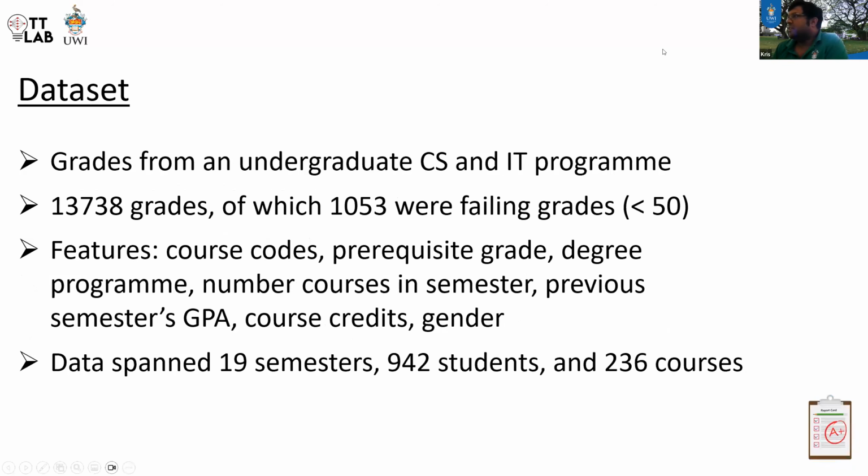In terms of the data sets, we took grades from our undergraduate CS and IT program. We had about 13,000 grades, so it's a bit imbalanced; roughly 1,000 of them were fails. The features we had access to were things like course code, prerequisite grade, degree program, number of courses, etc. The data spans 19 semesters, roughly 1,000 students and 200 courses.